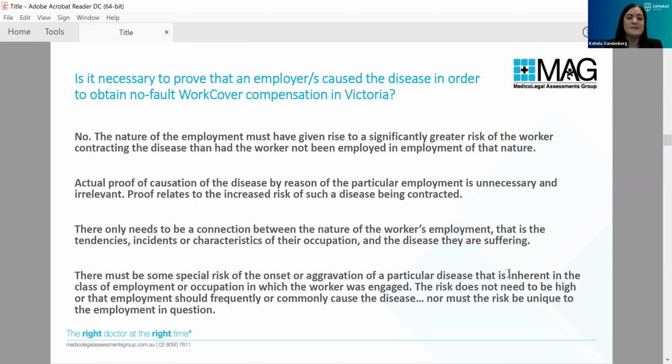There must be some special risk of the onset or aggravation in the employment or occupation in which the worker was engaged. Now, that risk doesn't need to be high, doesn't need to be frequent or common, or unique to that particular employment. So again, another example of a special risk is that welders are known to be at a greater risk of developing certain types of cancers based on the fumes that are released from the particular materials used in their welding activities.